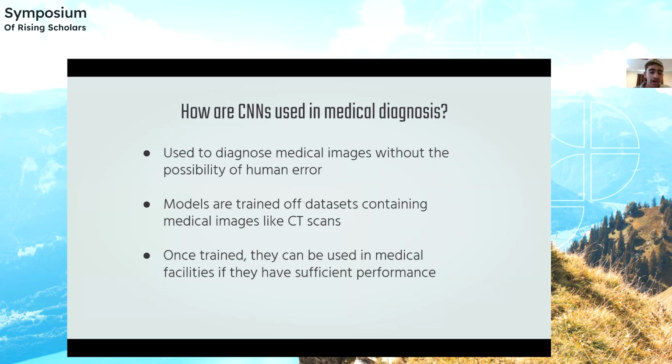Now, how are CNN machine learning models used in medical diagnosis? They're used to diagnose medical images without the possibility of human error. Human error is a big factor in misdiagnosis. Implementing machine learning can help reduce this issue. These models are trained on data sets containing medical images like CT scans, and once they're trained, they can be used in medical facilities if they have sufficient performance.